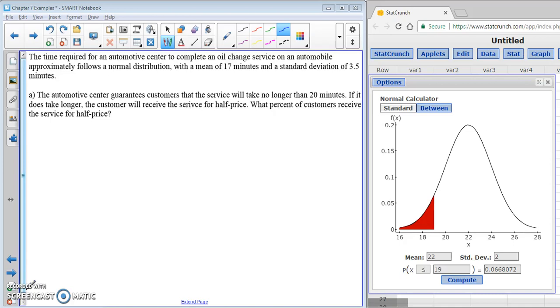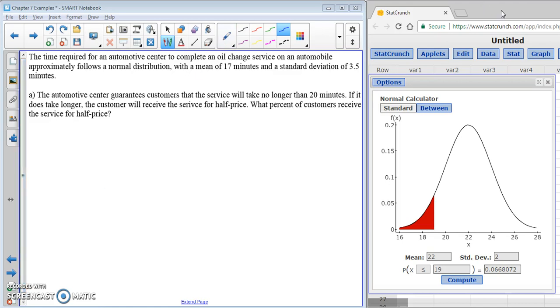The time required for an automotive center to complete an oil change service on an automobile approximately follows a normal distribution, with a mean of 17 minutes and a standard deviation of 3.5 minutes. The automotive center guarantees customers that the service will take no longer than 20 minutes. If it does take longer, the customer will receive the service for half price. What percent of customers receive the service for half price?